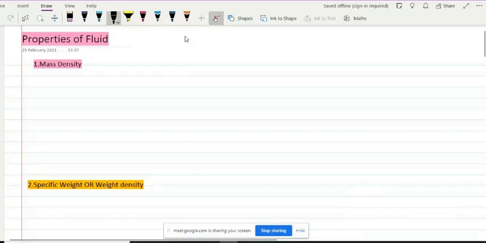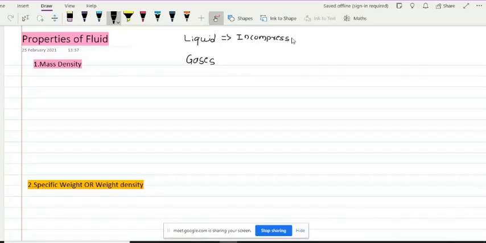Liquid, that is a liquid, and second is a gaseous. Liquid is to be considered as an incompressible fluid, whereas gaseous is considered as a compressible fluid.